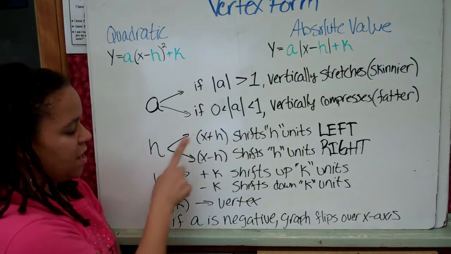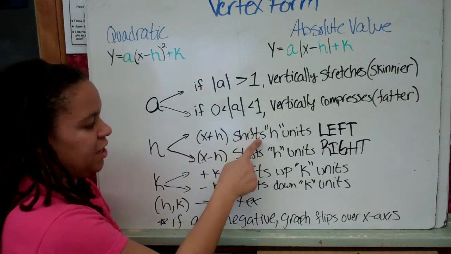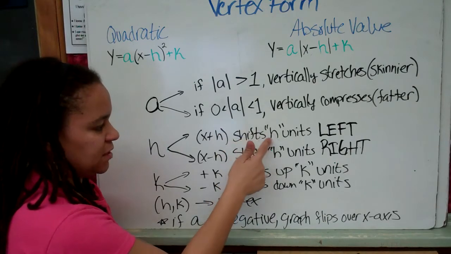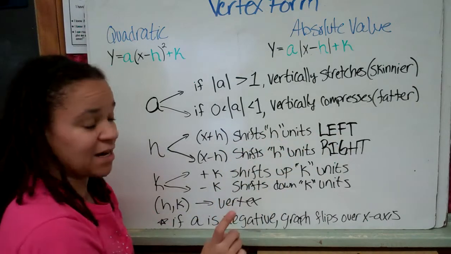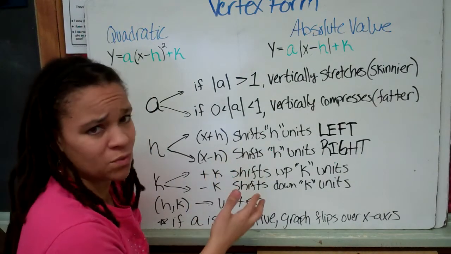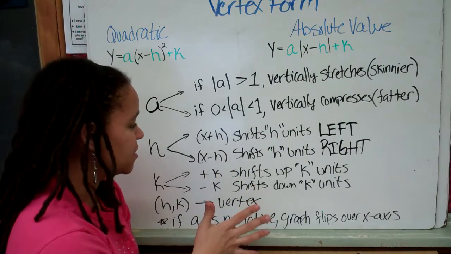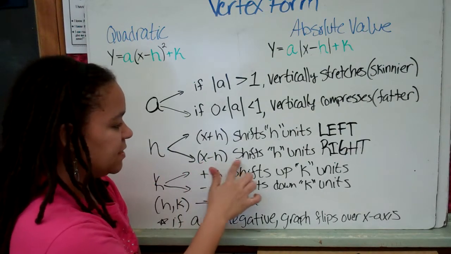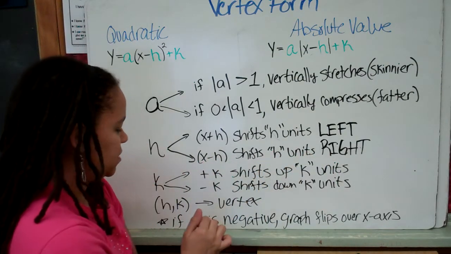As far as h, if you have x plus h, it shifts whatever h is, 5, 6 units, to the left. It's not a typo. Plus h means to the left. Minus h means to the right. Sounds like it would be opposite, but it's not. So as I said, x minus h shifts h units to the right.